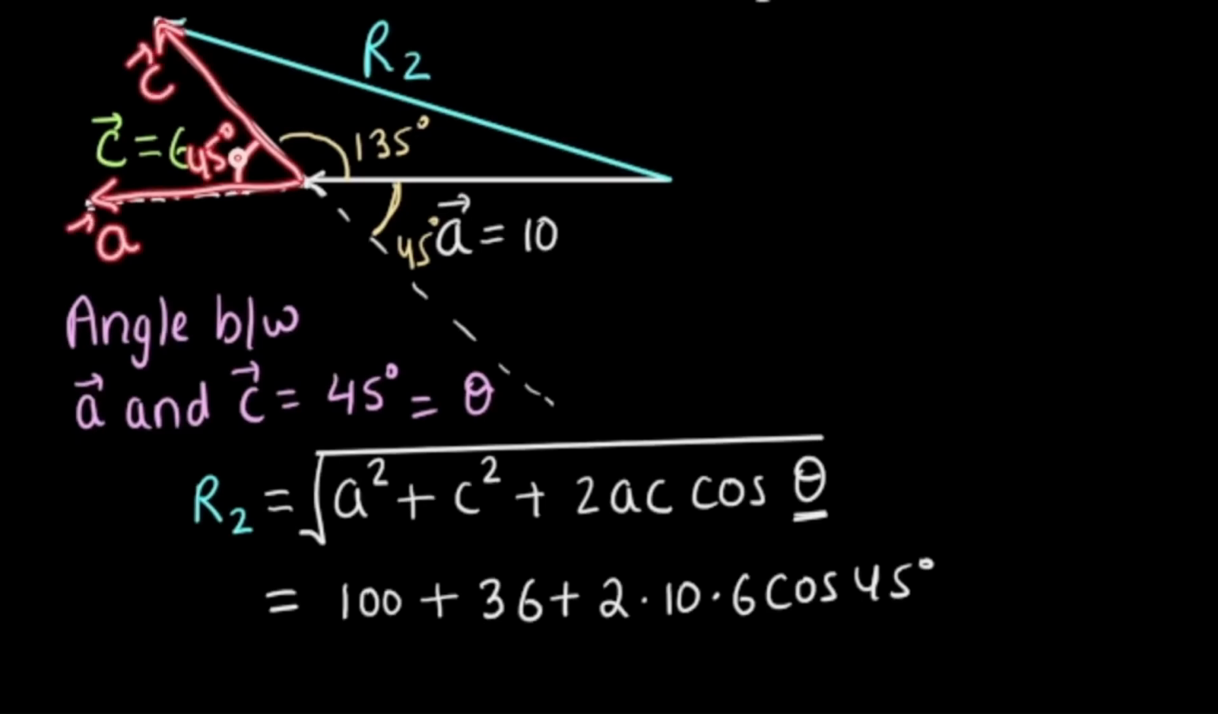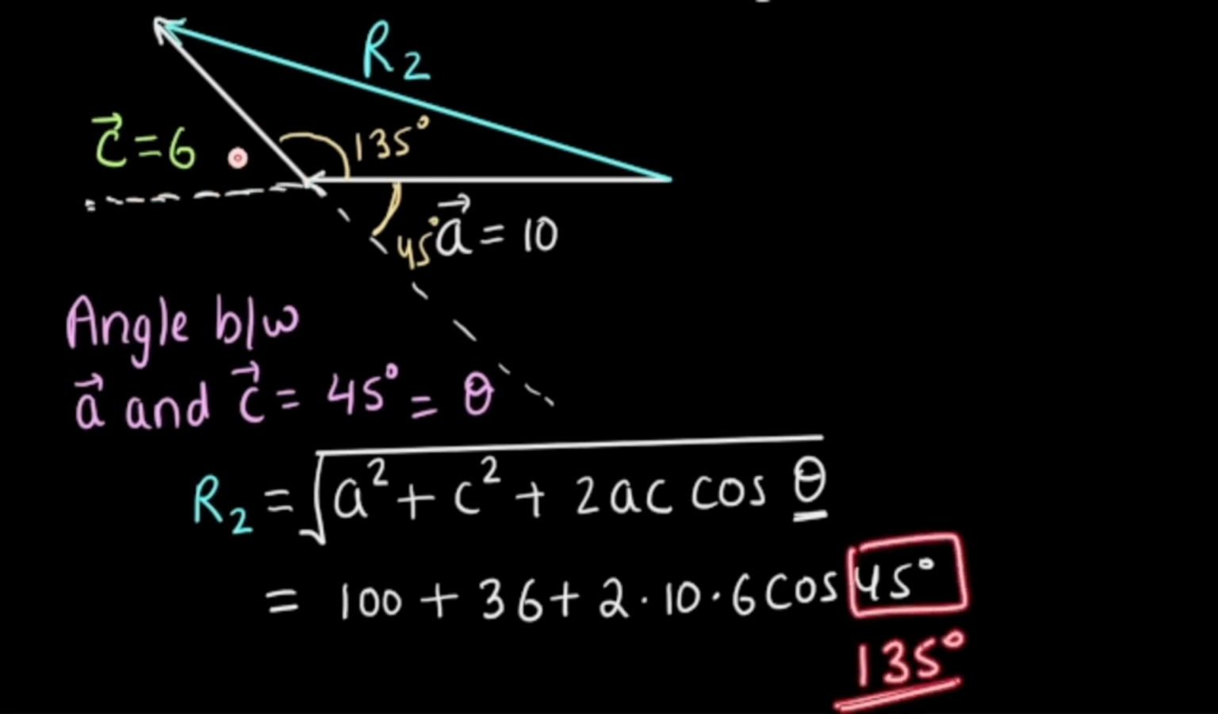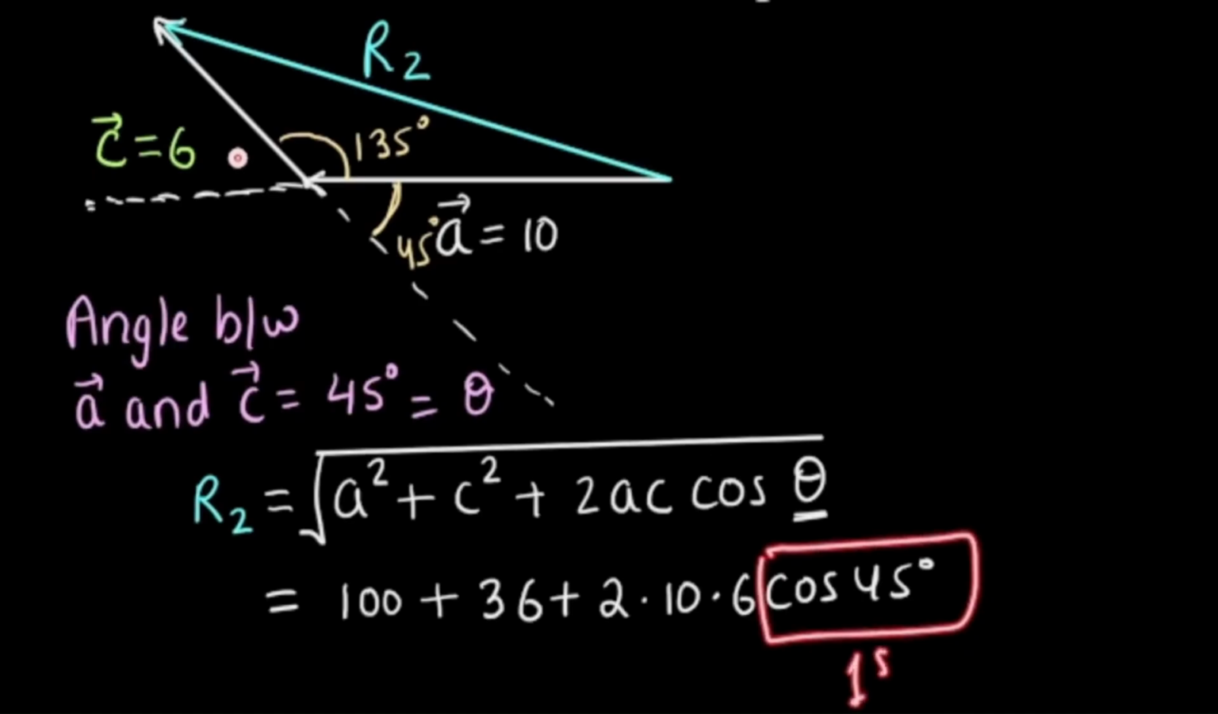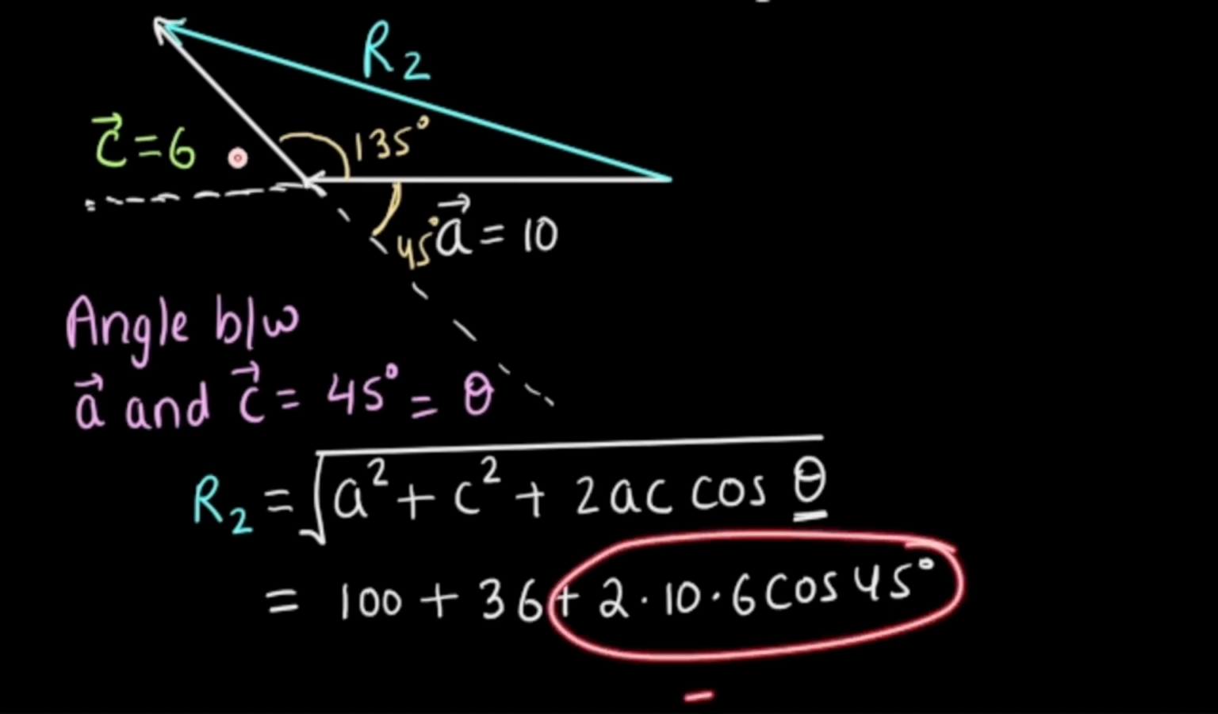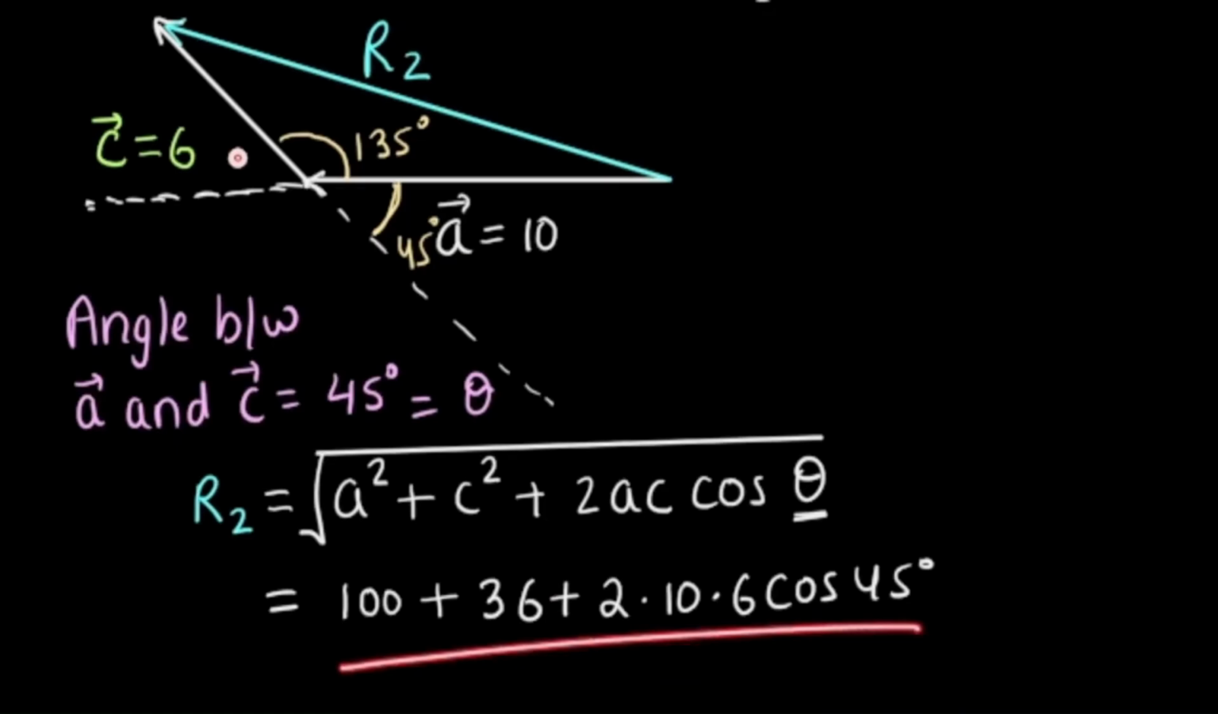Now if you remember, in the last problem we had 135 here. 135 degrees means it is in the second quadrant, and cosine in the second quadrant is negative. However, now this cosine 45 degrees is in the first quadrant and it's going to be a positive number. So you will see that overall, this value should be much larger than the value for R1. In the last case, A plus B, we had cosine 135 degrees, which made this entire term a negative term. So this number is a smaller number for R1 than it is for R2.